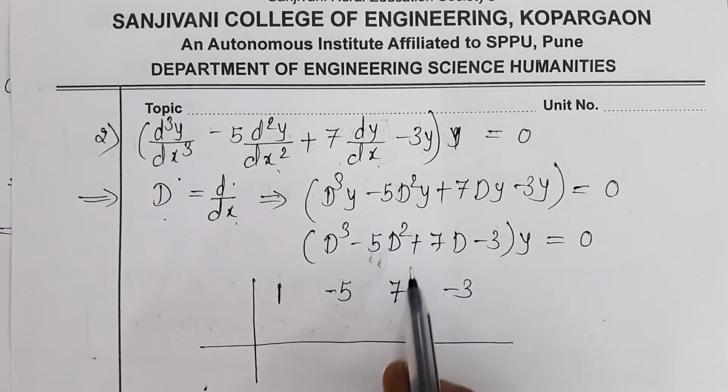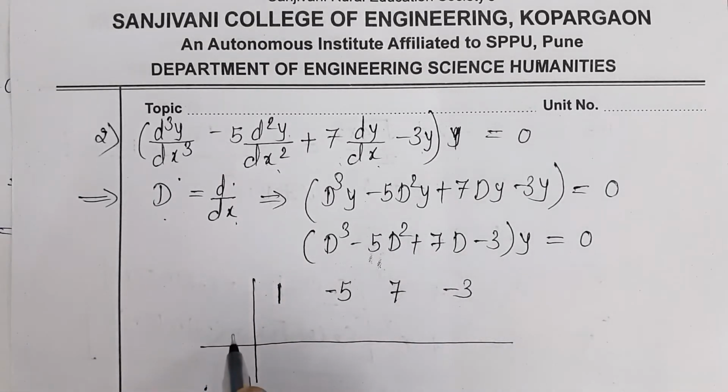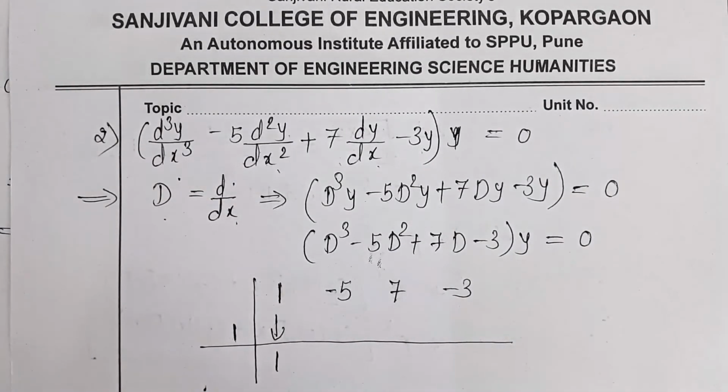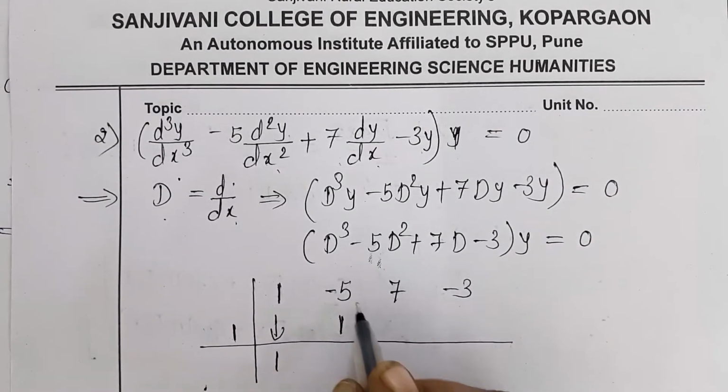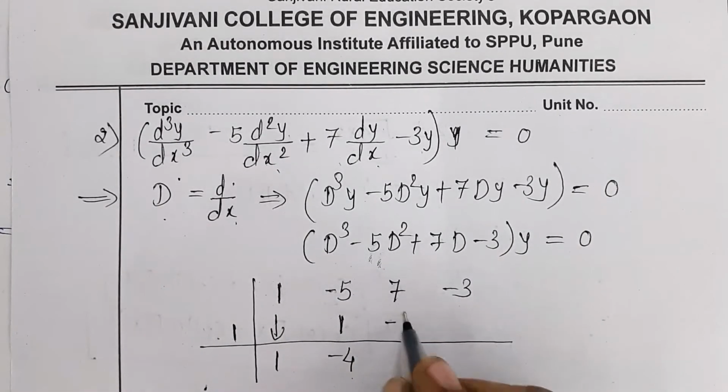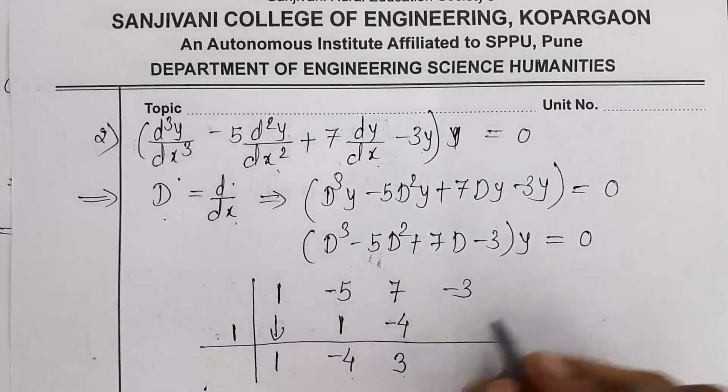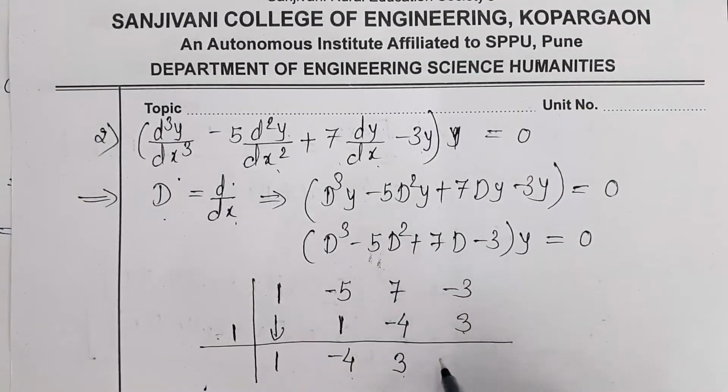Now divide this equation by 1. In synthetic division, whatever root we get by the trial and error method, divide by that root. So first this 1 remains as it is, first step. Then 1 multiplied by 1, it is 1. Minus 5 plus 1, minus 4. Minus 4 multiplied by 1, minus 4. Minus 4 plus 7, it is plus 3. 3 multiplied by 1, it is 3. And minus 3 plus 3 is 0. So the last term becomes 0.